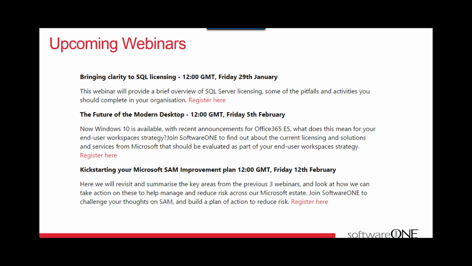The next step is looking at the future of the modern desktop. So really we're going to look into the operating system for the end user, looking at Windows 10, what does it mean for the organization? Is it really free, as Microsoft like to tell us? But then also looking into Office 365, some of the applications and the impact of moving to a cloud-based environment, and also the different ways of delivering that to your end user and the license implications.